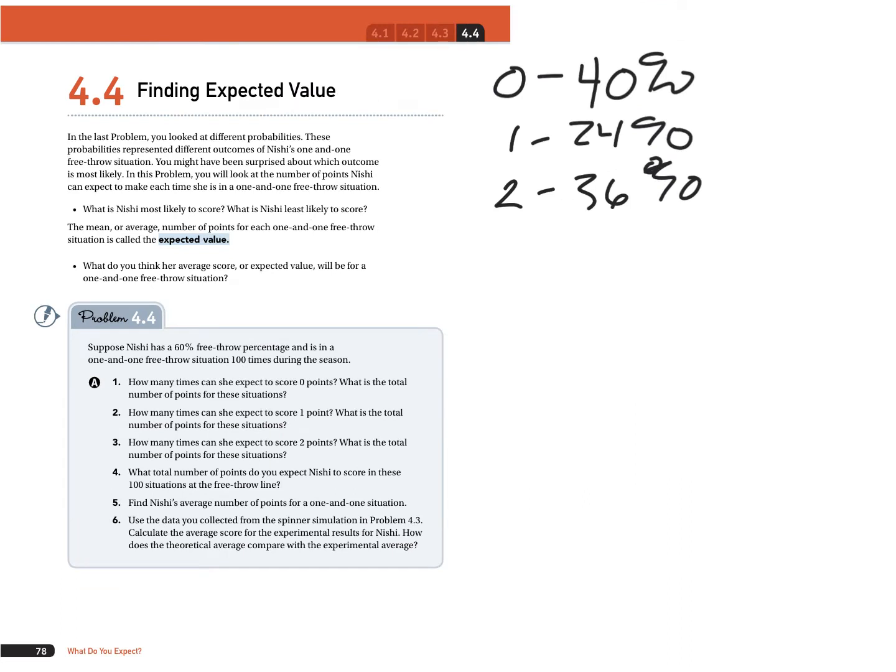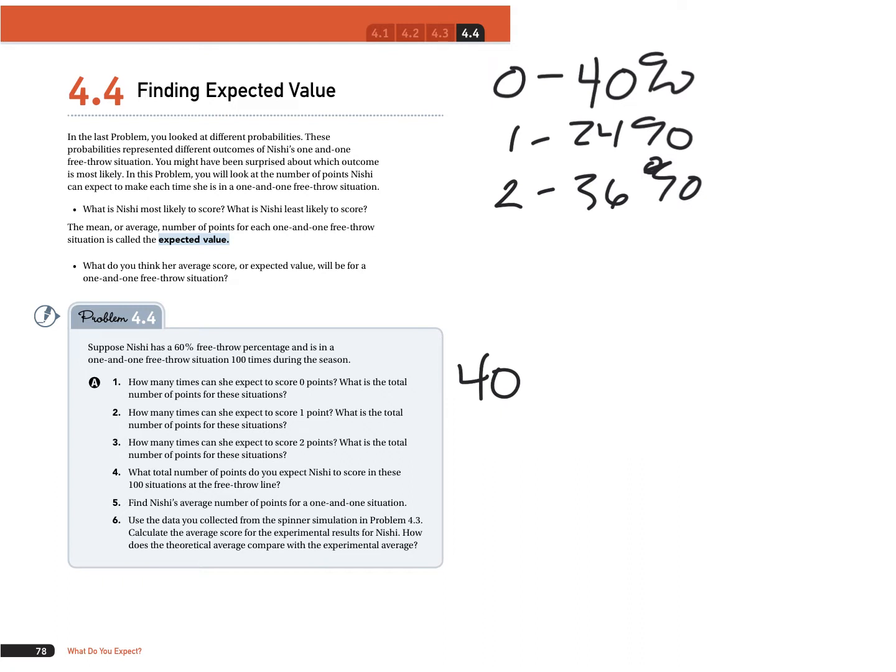Suppose Nishi has a 60% free throw percentage and is in a one-on-one free throw situation 100 times during the season. Number one, how many times can she expect to score 0 points? We would expect that to be 40 times, because 40% of the time she would score 0.